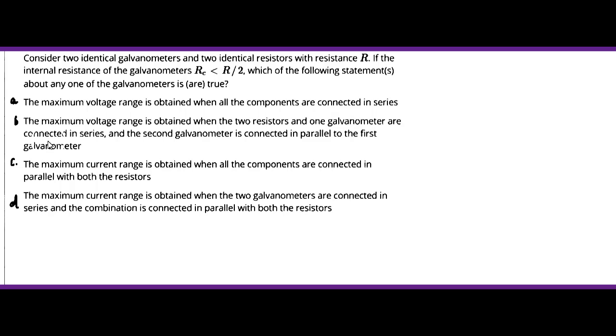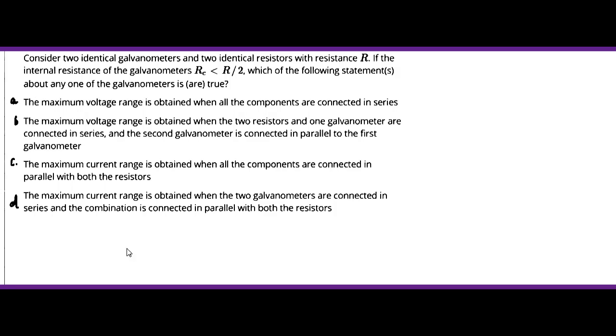Here, in the first two options, it is said about the maximum voltage range. In the first option A, it is said that maximum voltage range is obtained when all the components are connected in series. And in the second option, it is mentioned the maximum voltage range is obtained when the two resistors and one galvanometer are connected in series and the second galvanometer is connected in parallel to the first galvanometer. Okay, so we can analyze the first two statements.